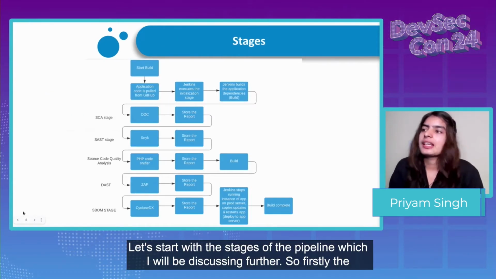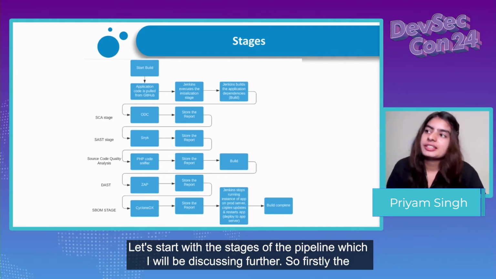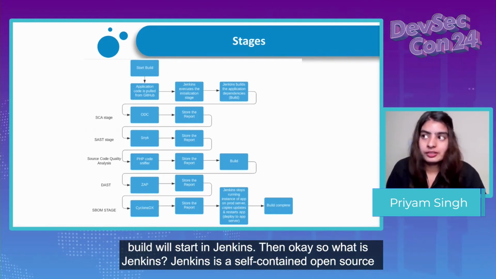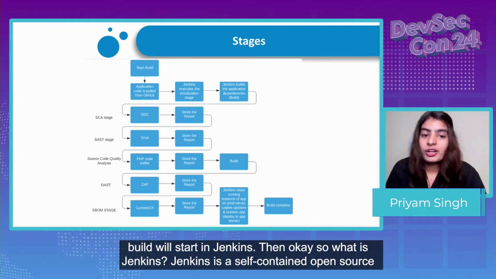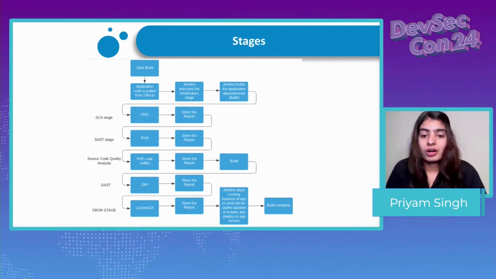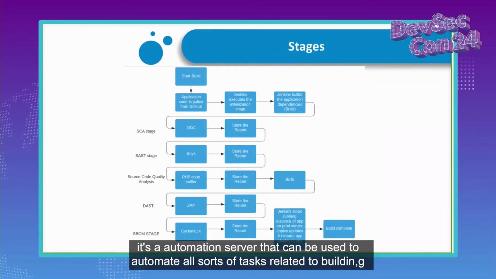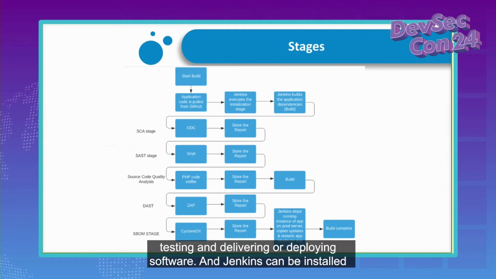Let's start with the stages of the pipeline, which I will be discussing further. Firstly, the build will start in Jenkins. Then, okay, so what is Jenkins? Jenkins is a self-contained open source automation server that can be used to automate all sorts of tasks related to building, testing, and delivering or deploying software.